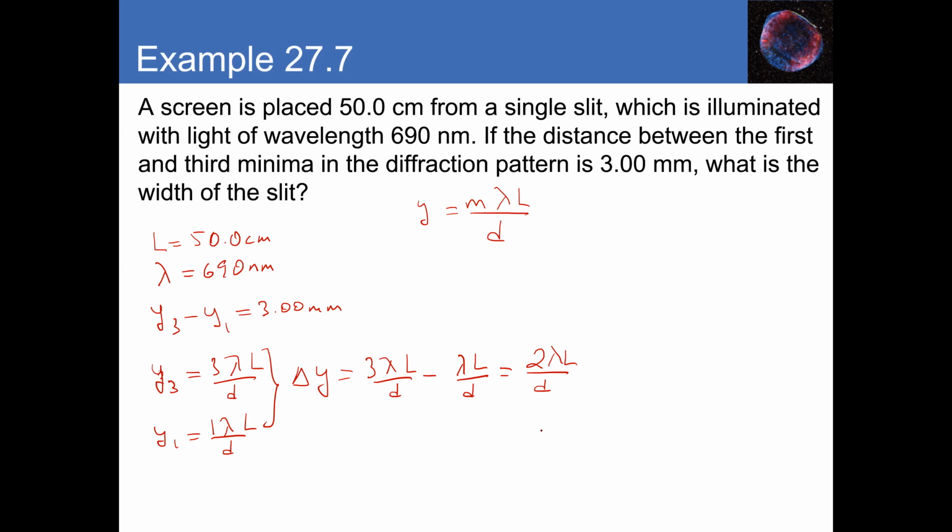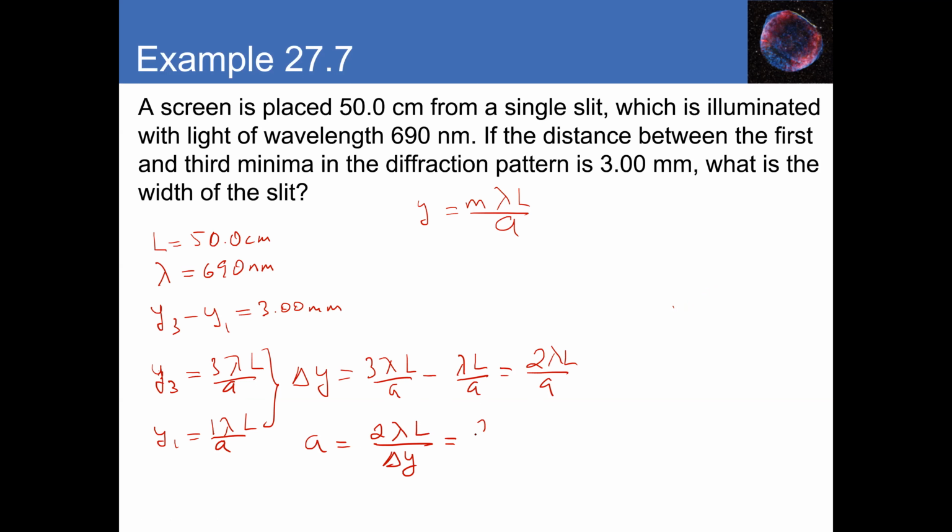And that's what we want, right? Oh, sorry, it's a, not d. The d is for the double slit. For the single slit, we're always using a. Okay, that means delta y here is equal to 2 lambda L over a, and then just rearrange and solve for a, which will be 2 lambda L over delta y.